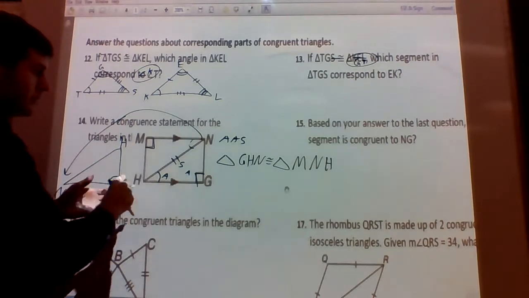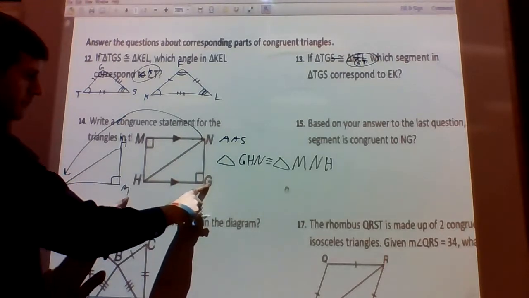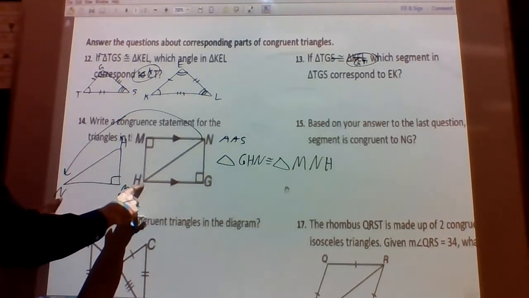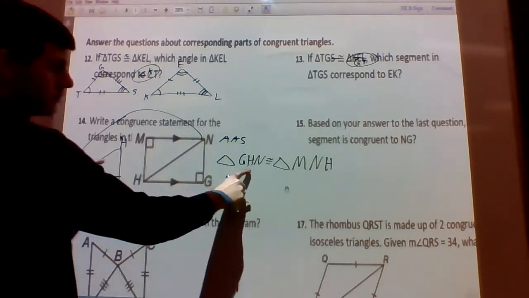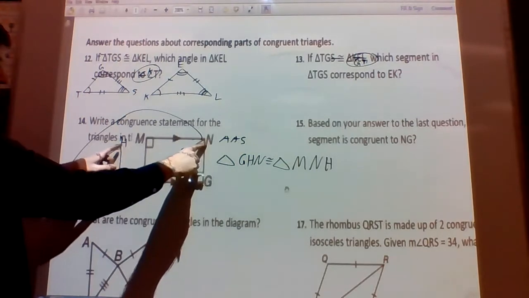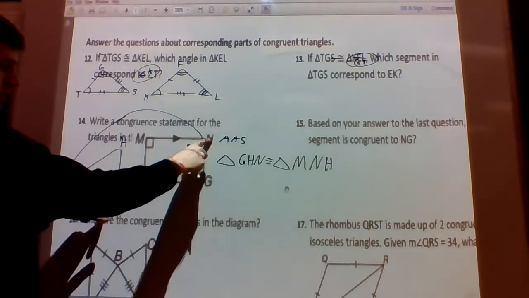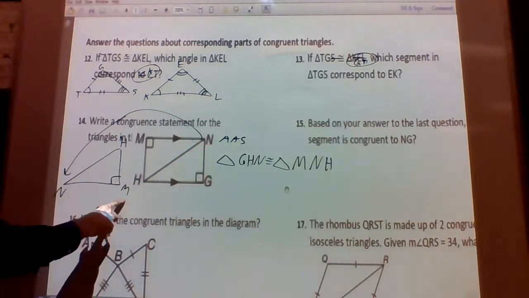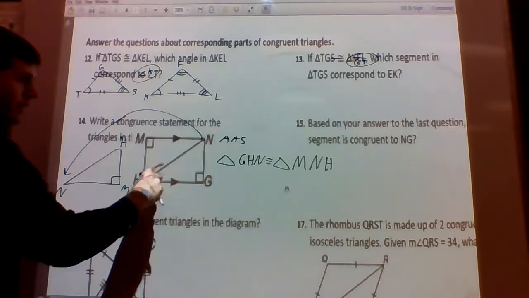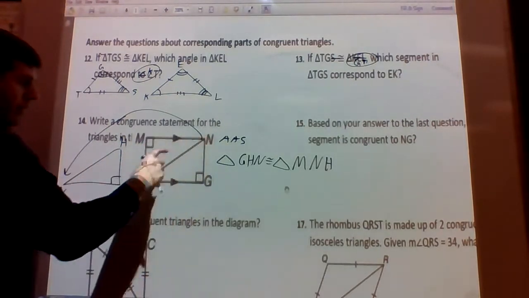So what corresponds? Again, let's erase this. What corresponds with G? M. What corresponds with H? It's going to be N. What corresponds with N? It's going to be H. So GHN is congruent to MNH. G, H, N, M, N, H.